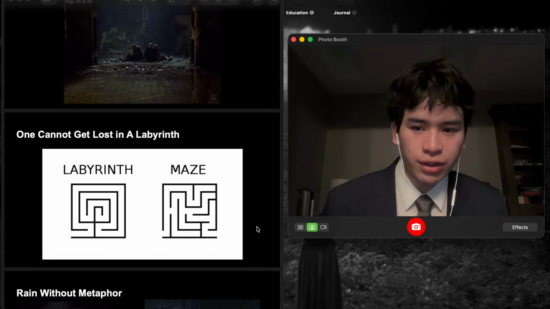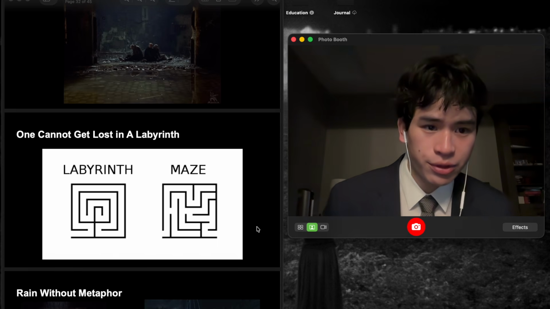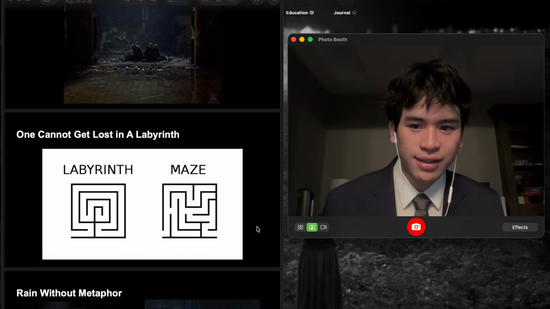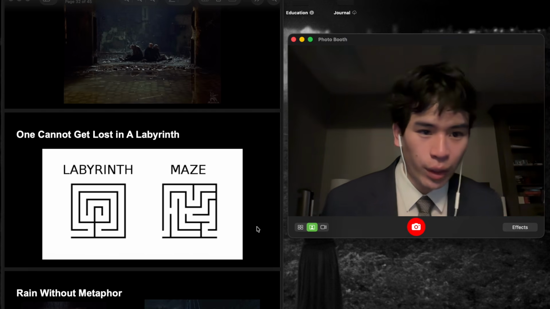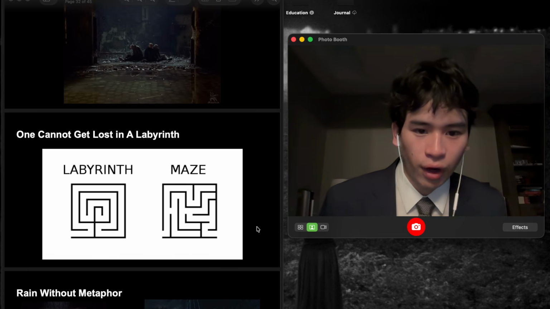And within the structure of a labyrinth, as I said at the start of the video, it is impossible to get lost, and it is impossible to be confused, because those concepts of confusion and being lost presuppose that there's a right way to go. In a labyrinth, there's only one path to go, right? There are no right turns and wrong turns.